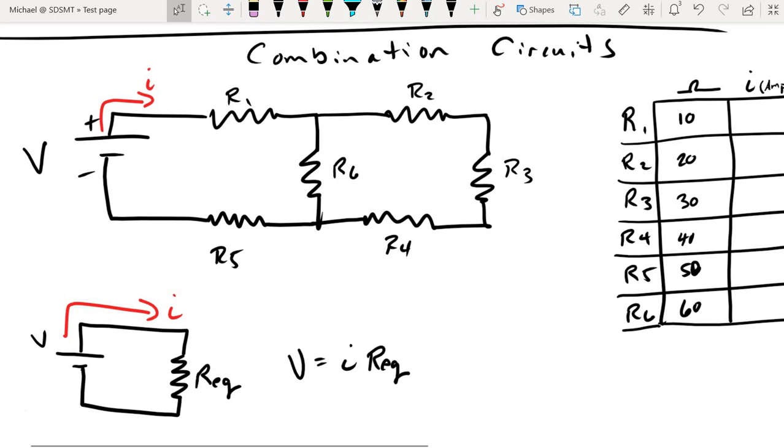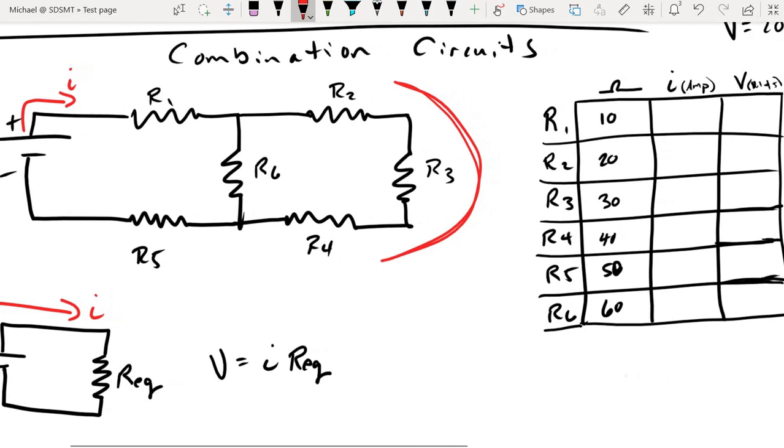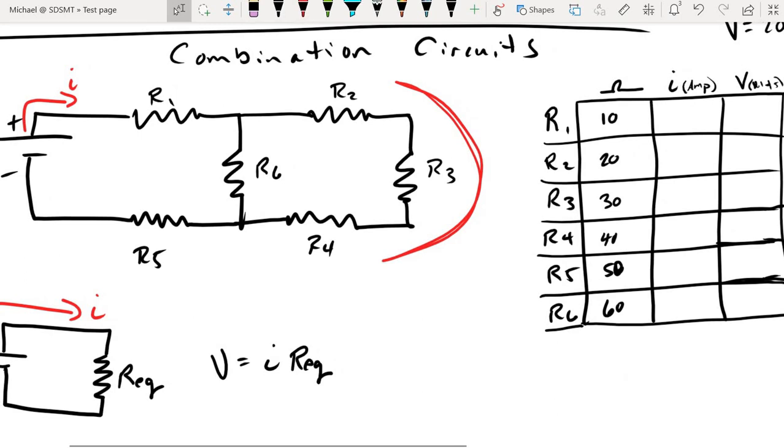All right, if we look back at our original circuit here, there's not really anything that I know about any of these resistors. I don't know how much current is running through them. I don't know what the individual potential values are, and so we're not really in a good place.